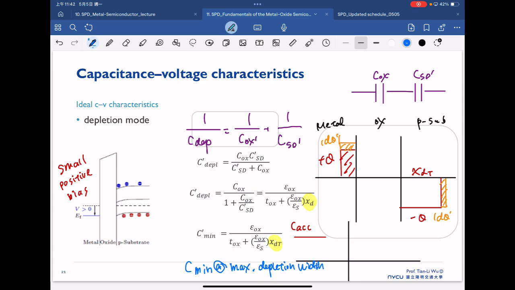So we can expect that as we start to increase the bias, with a small positive bias, our depletion capacitance decreases, and in the end decreases down to the C min here. So that's the second part, for the depletion mode.